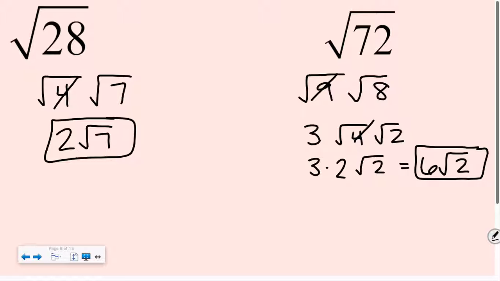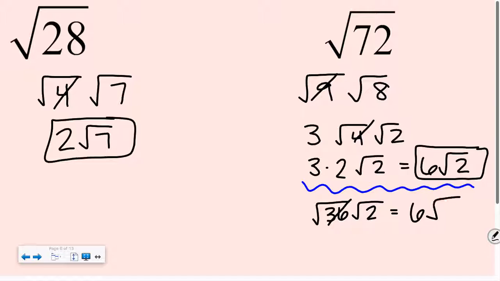Okay, some of you were saying other factors of 72. What other perfect square goes into 72? 36 does. So instead of breaking it down as 9 and 8, we could have said 36 times, what? 2. Well, what is the square root of 36? Do we know what the square root of 2 is? No. Do we get the same answer? Yes. Which one was less work? The first one or the second one? Second one.